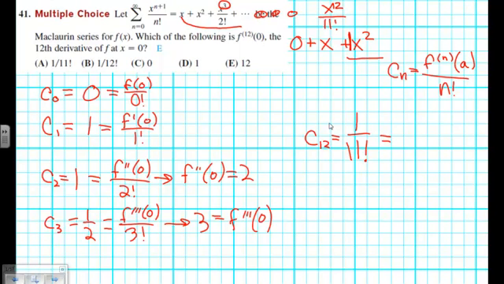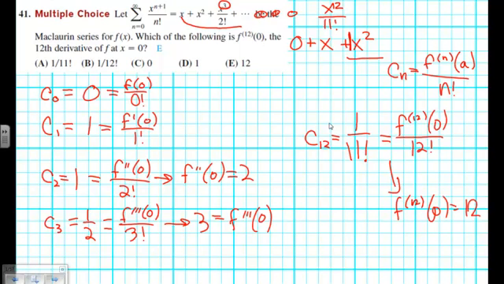And then I say to myself, could I also use this fact to make a statement? That the 12th derivative at 0 divided by 12 factorial has to equal that coefficient. And now I can do that same thing. Can I solve for that derivative? Multiply both sides by 12 factorial. 12 factorial over 11 factorial is 12, so the 12th derivative at 0 is 12. Bam. Okay, that makes sense.